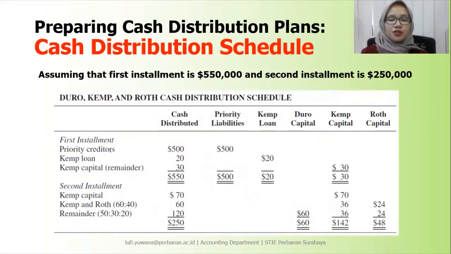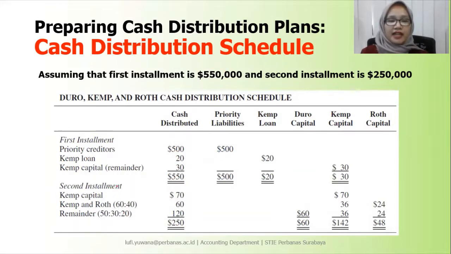And the second loan that should be paid is the Cam loan. It is $20,000. So here, the cash distributed is already $520,000. Meanwhile, if we remember, the first installment only pays $550,000. That's why Cam's capital, as the remainder here, received $30,000. Why Cam? Because Cam is the first priority to receive the money, just like I have mentioned before. And this amount is the remainder between the total of the first installment minus the total payments to the creditors, both inside and outside of the partnership itself.